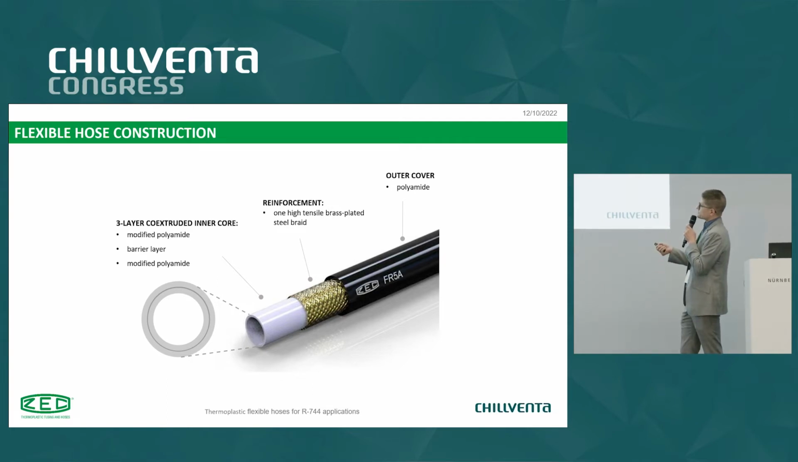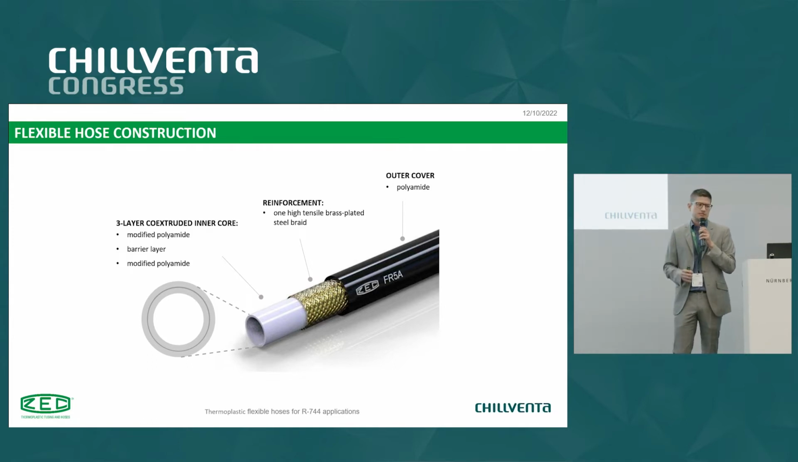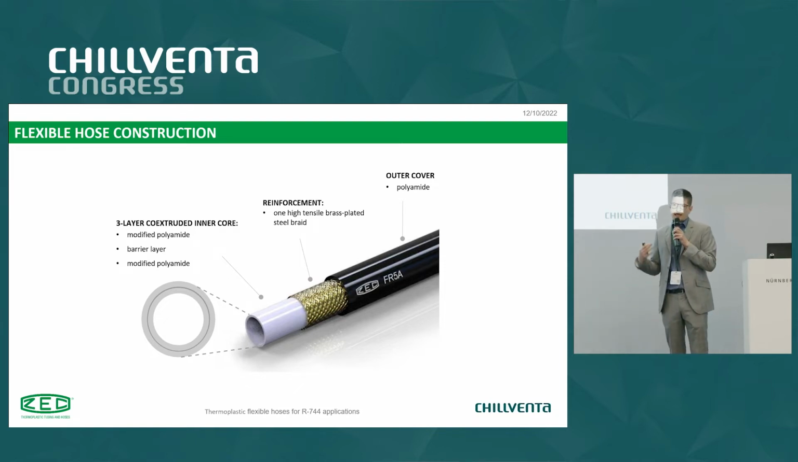Then this is a reinforcement. The reinforcement could be with wires, with braid or spiral, or with textiles. In our case, we are using high tensile brass plated steel braid for CO2. The key feature of the reinforcement is to withstand the pressure, for example, the 120 bar sometimes used in CO2. And then there's the outer cover made in polyamide. The only feature of the cover is protecting the underlying layers from the environment.